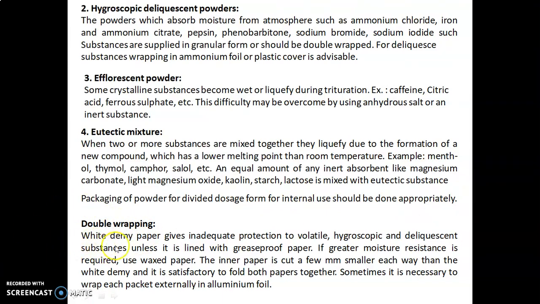Double wrapping. White demi paper gives inadequate protection to volatile, hygroscopic and deliquescent substances unless it is lined with grease-proof paper. If greater moisture resistance is required, use waxed paper. The inner paper is cut a little smaller each way than the white demi, and it is satisfactory to fold both the papers together. Sometimes it is necessary to wrap each packet externally in aluminium foil. So in the next session we will discuss the actual experiment.